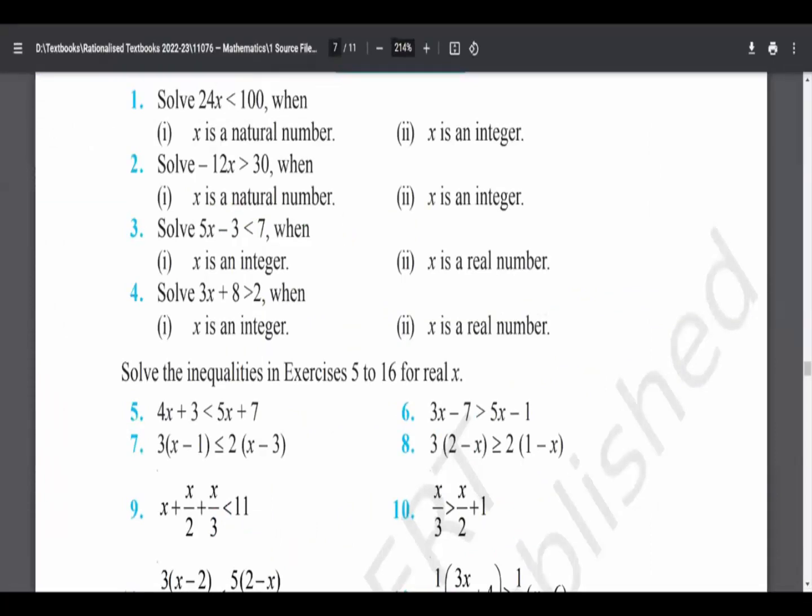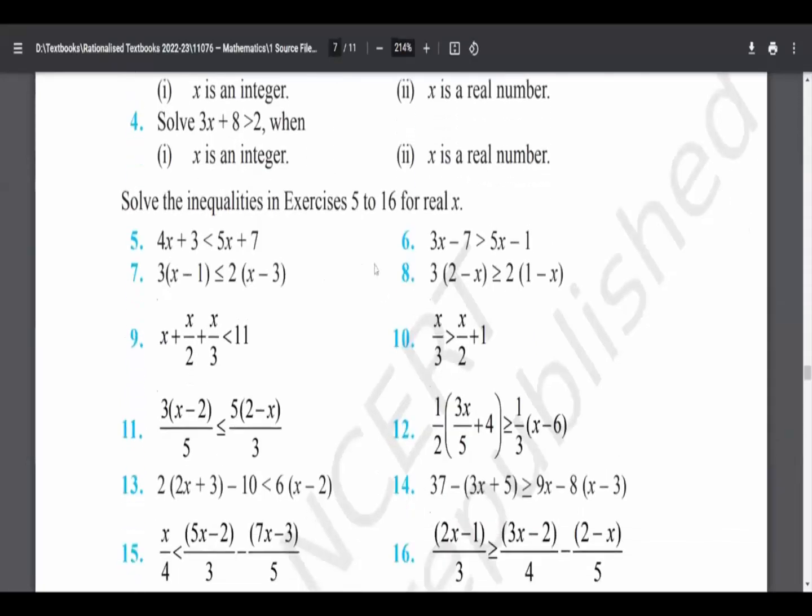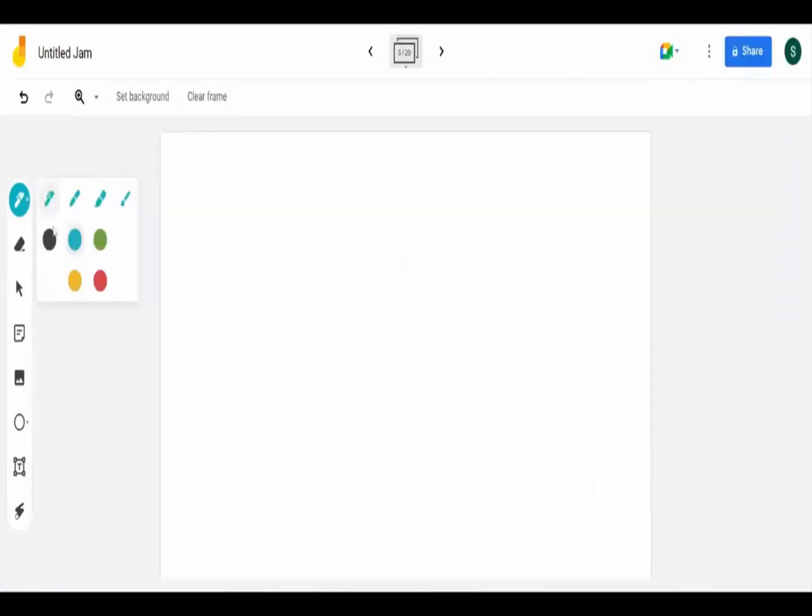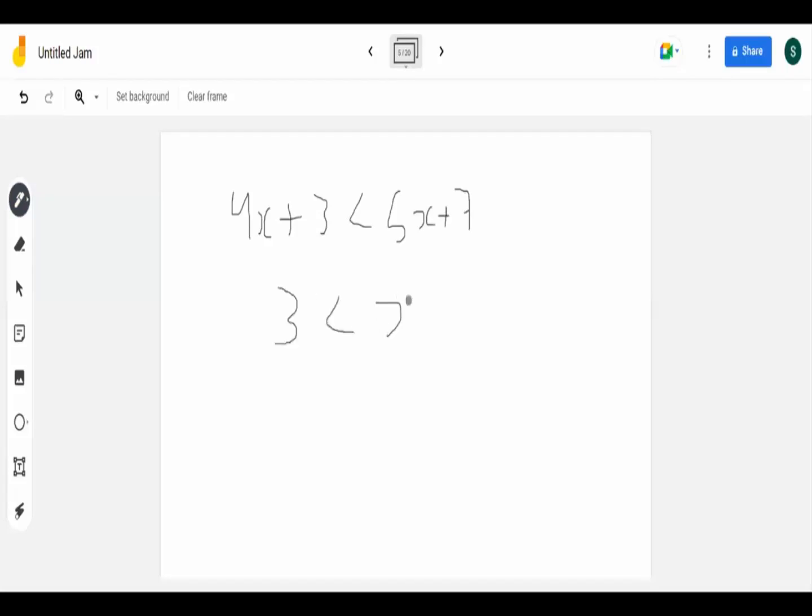So we have done 1 to 4. Now let us start with question number 5. Question number 5 says 4x plus 3 is less than 5x plus 7. What I can do is subtract 4x on both sides. So we get 3 is less than x plus 7. Now we can subtract 7 on both sides to get x greater than minus 4.